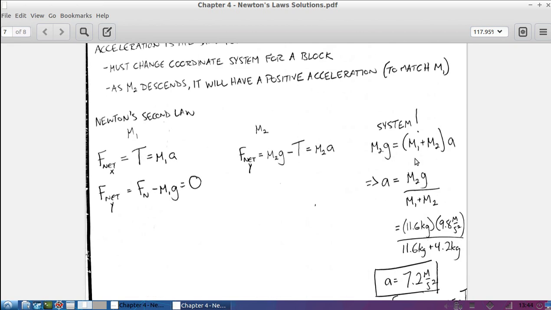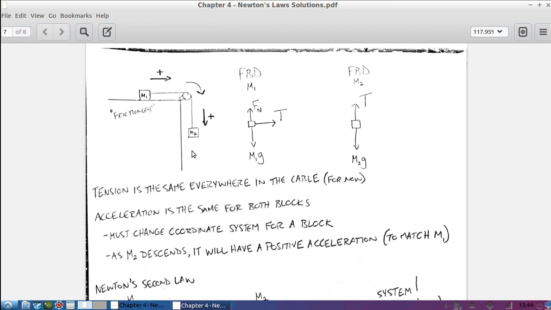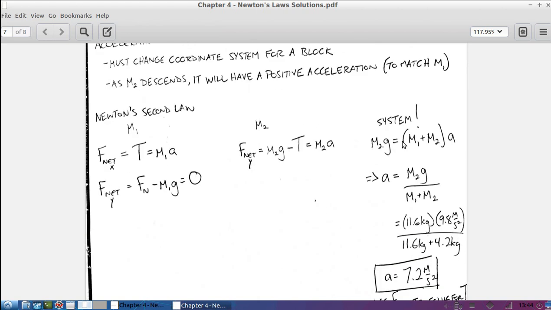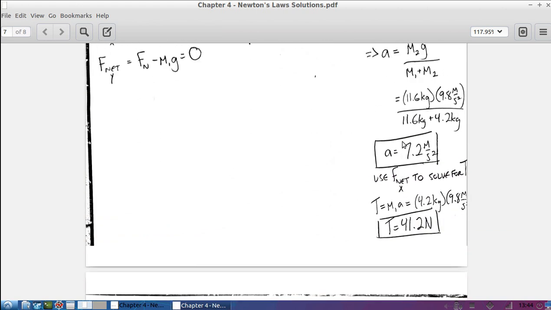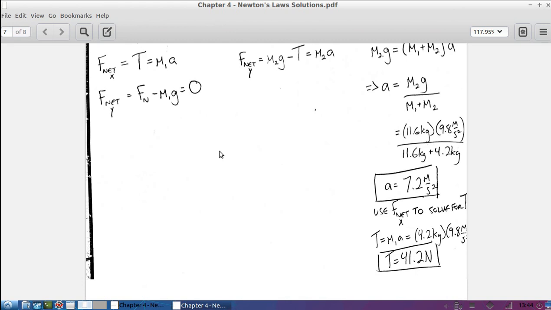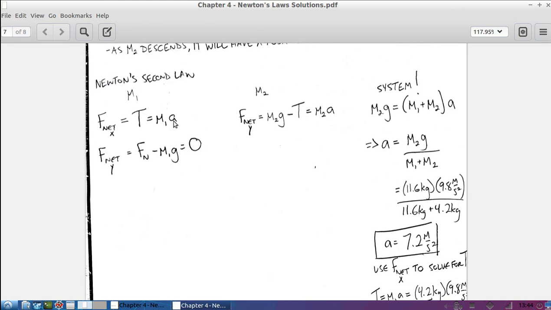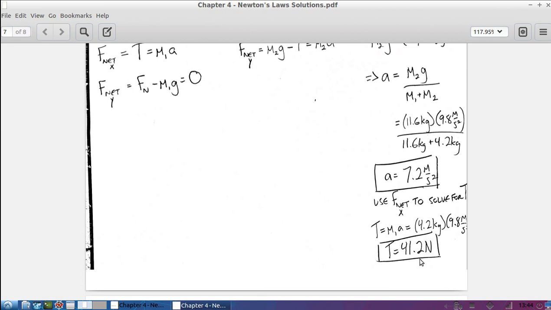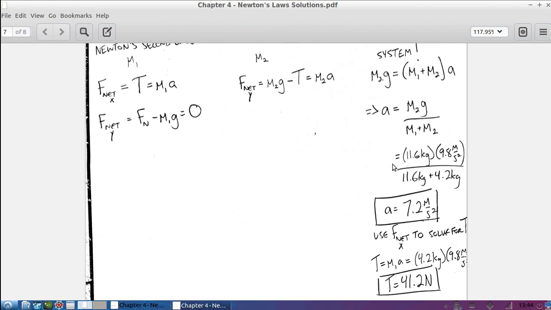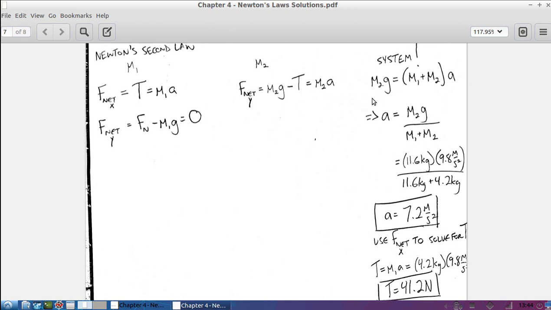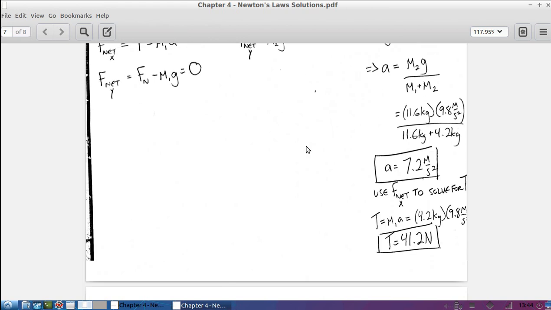That's positive, which matches my prediction, right? M2 is going to descend, which I said was positive. M1 is moving to the right, which I said was positive as well. Okay, so a positive 7.2 meters per second squared. Now I can come back here, plug that value in for the acceleration, solve for the tension. I get 41.2 newtons. So this is how I just avoid solving a system of two equations up here. All right, if you're comfortable with it, it's fine. I like to use the system approach because I think it's easier for me.